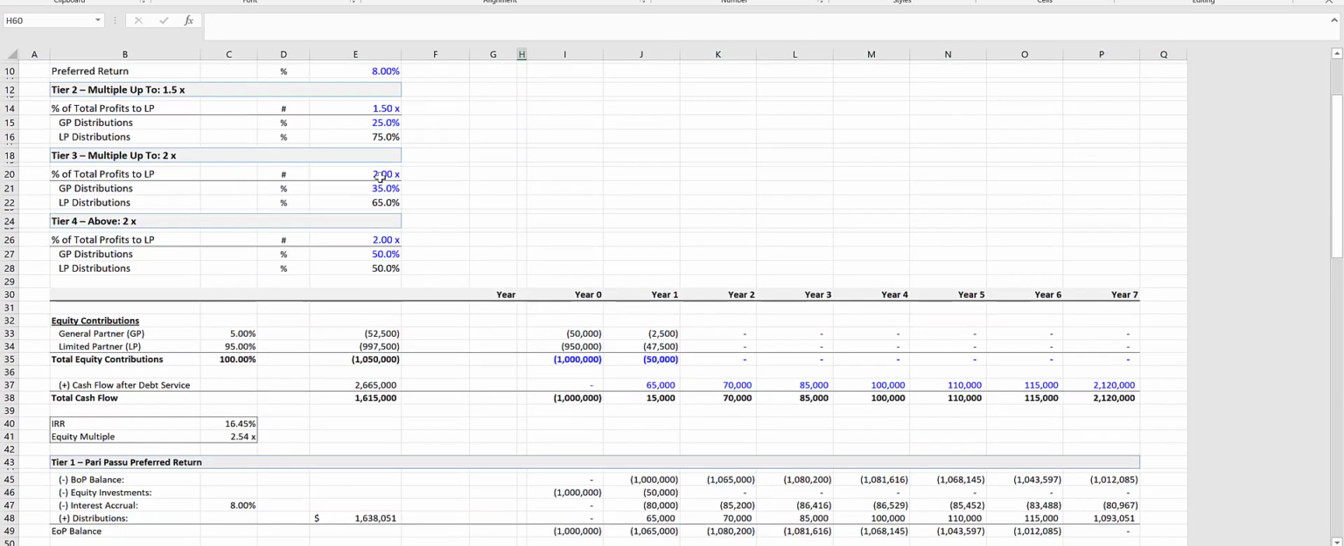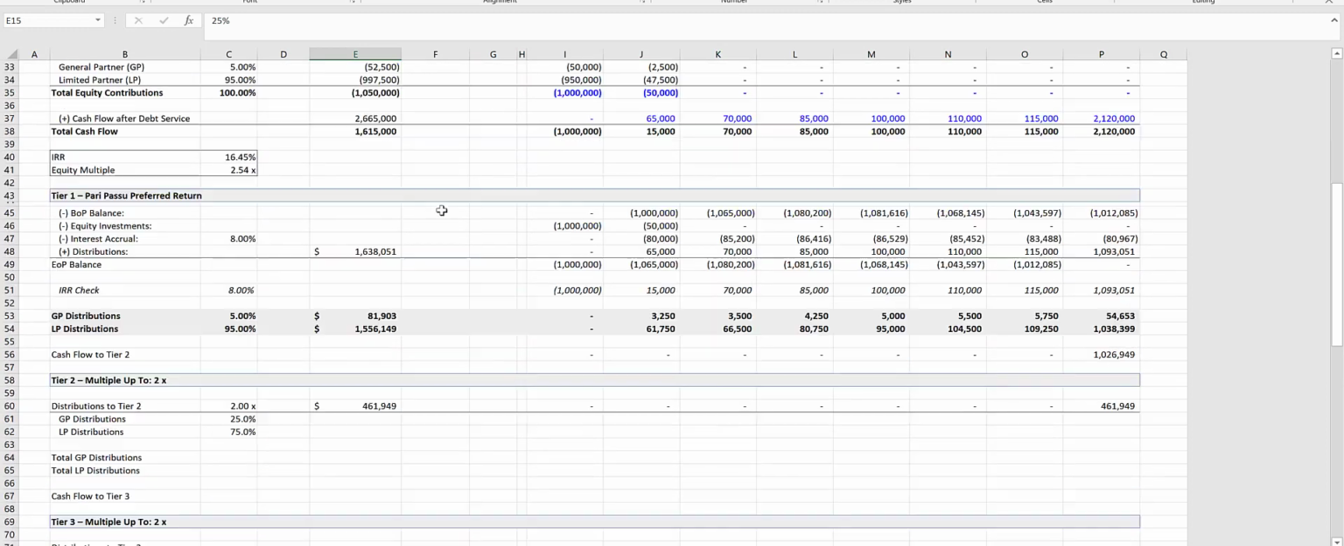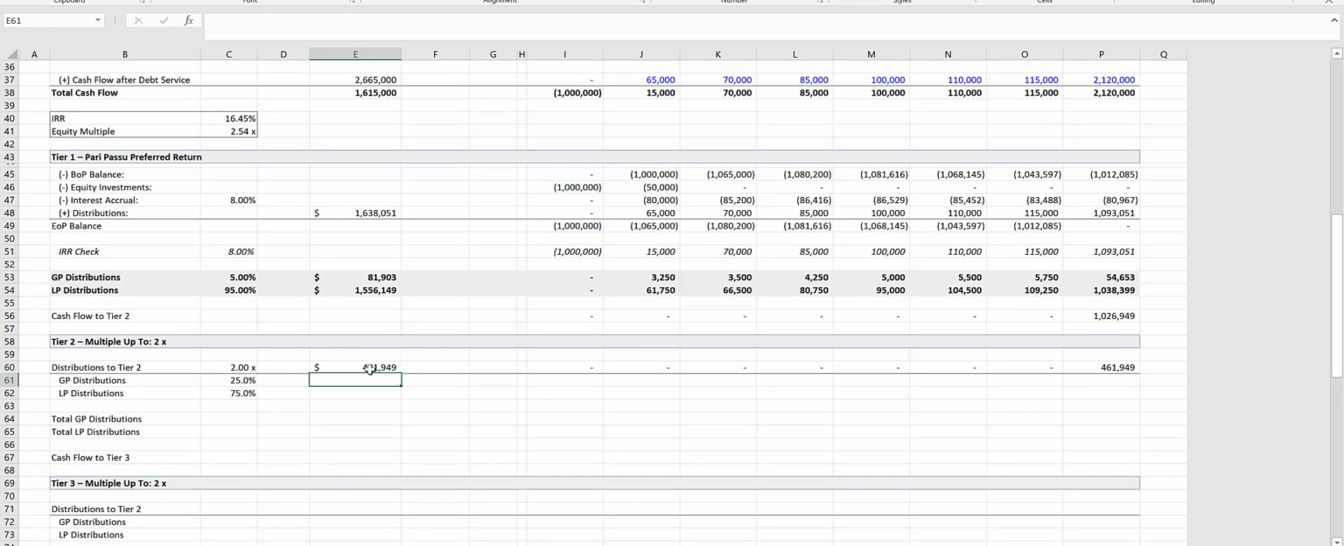So let's go up here real quick and let's just change this to 2x. And here we have distributions, right? So let's leave this as 2x for now. We're distributing 461,000 of the 1,026,000 in tier 2. And then everything above the 461,000 is going to flow into tier 3. So this is going to be distributed 25%. So lock in the column, lock in the row, copy down and across, 25/75 by partner.